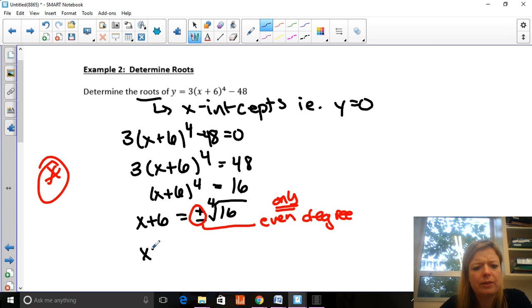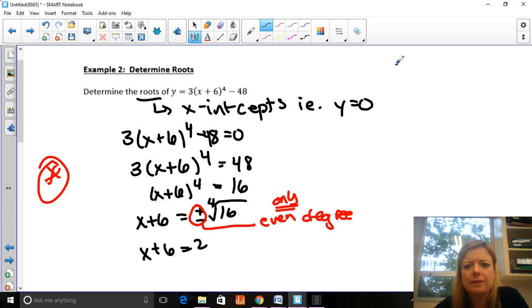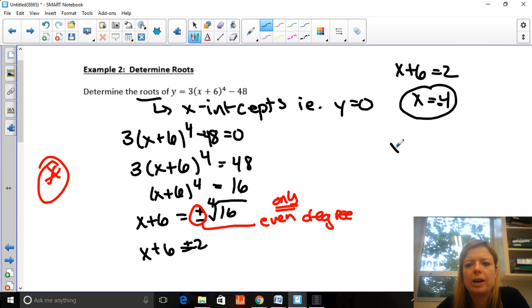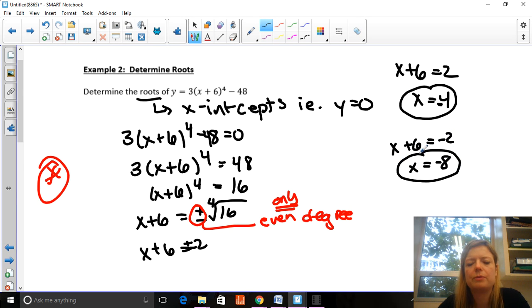Okay, so x plus 6 then equals 2, because remember it's the quarter root of 16, not the square root. So then that gives you x plus 6 equals 2. Sorry, this should be plus or minus 2. So x plus 6 equals 2, so x equals minus 4. Or x plus 6 equals negative 2, so x equals negative 8. So those are the 2 roots.